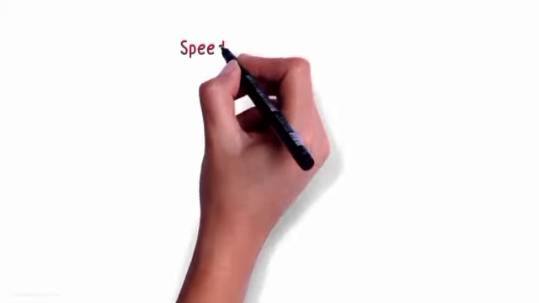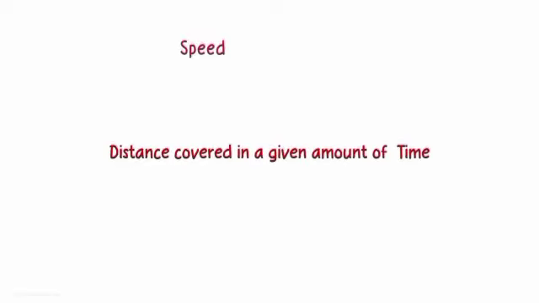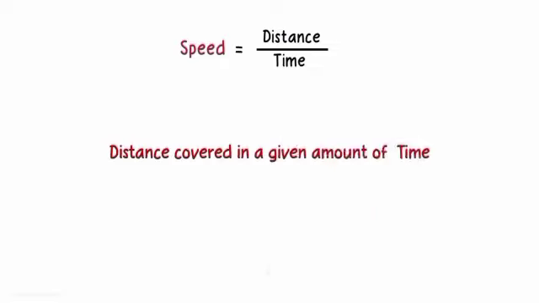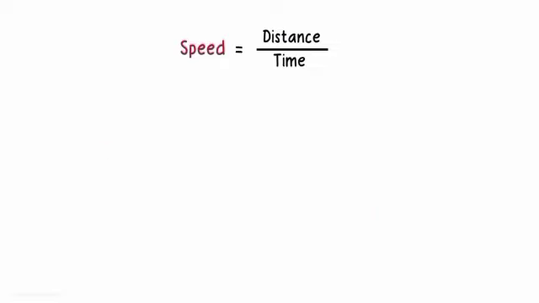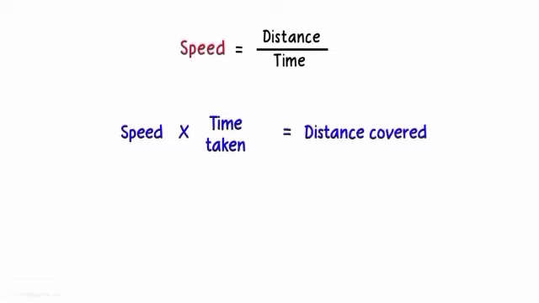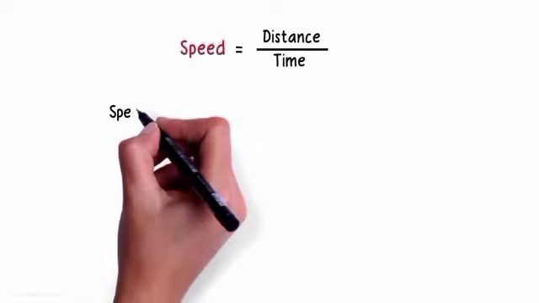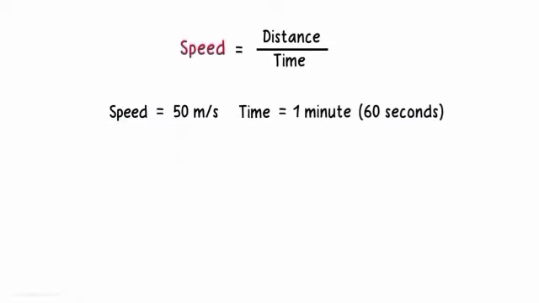We have seen previously that speed is the amount of distance covered in a given amount of time. It's nothing but distance covered over the time taken to cover the distance. Simply put, it tells how fast an object moves. Also, if we know the speed and time taken to cover a distance, we can easily find the distance covered. So, if I tell you that I traveled at a speed of 50 meters per second for 1 minute, can you tell me how much distance I covered?